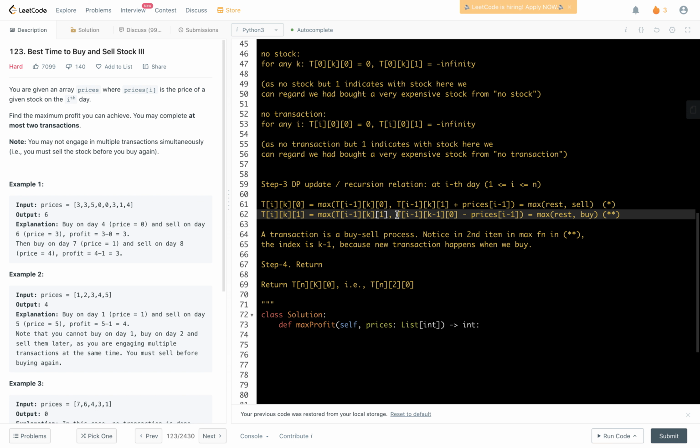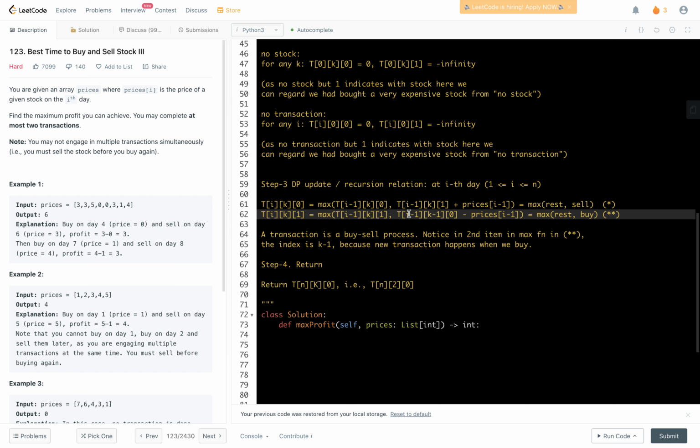The last index is 1, indicating we have stock at day I-1. So this is one possibility. Another possibility is that we do not have stock at day I-1, so we are going to buy one stock at day I. This operation is buy. Because we buy stock, we are going to pay some price, so the profit is decreased by prices[I-1], which is the price of that day.